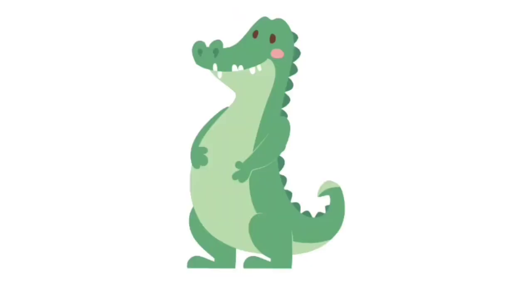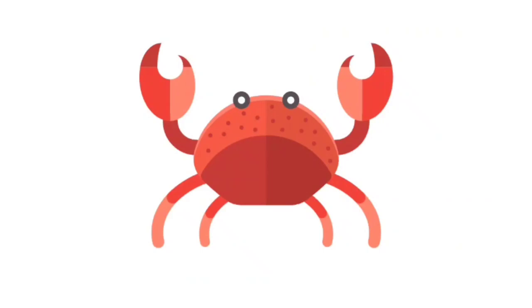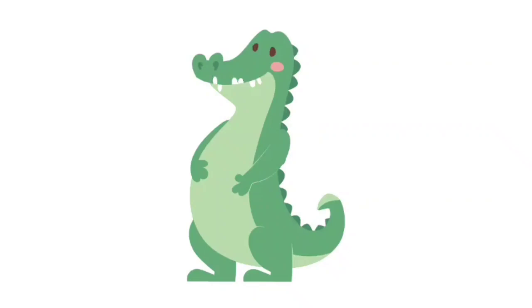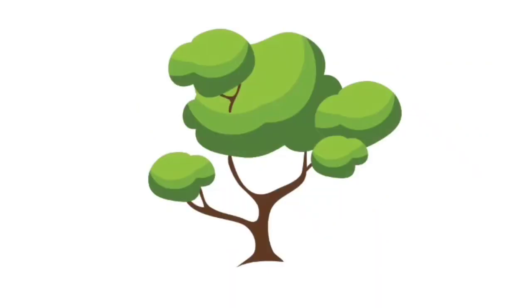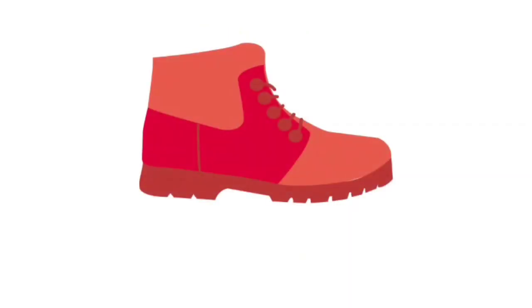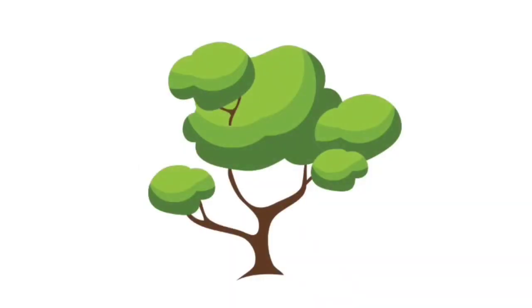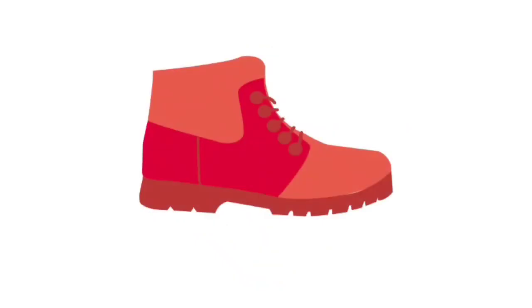So dear students, let's practice the color of green and red. A green crocodile. A red crab. A green crocodile. A red crab. Green tree. Red shoe. A green tree. A red shoe.